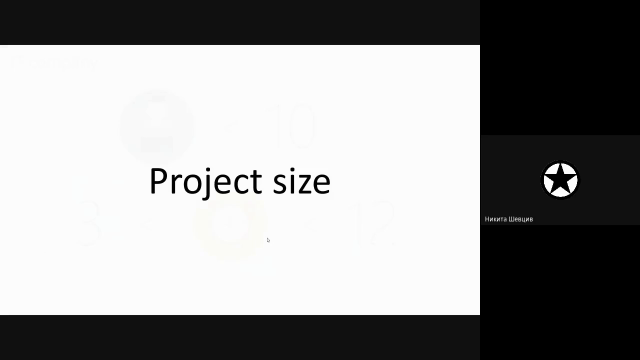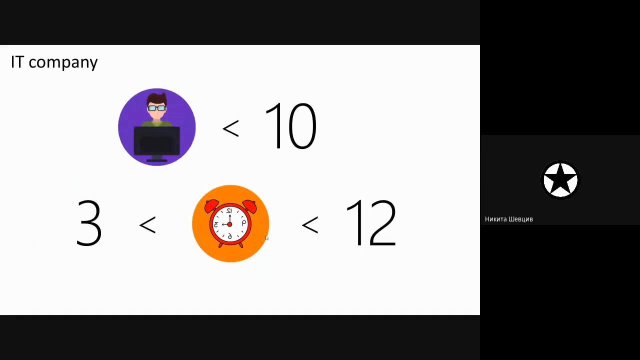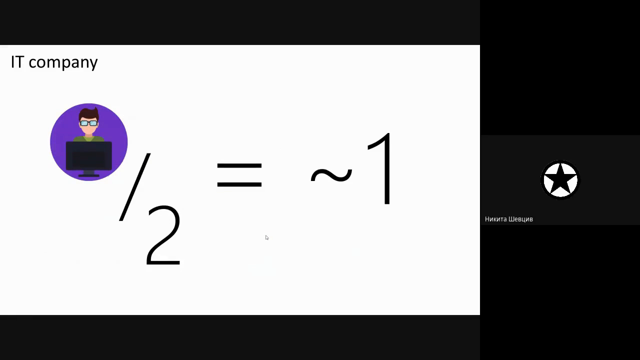Right. Let's imagine a company that develops projects lasting from 3 to 12 months and has fewer than 10 workers. The number of application developers can be reduced by half. Most often, it will be only one person. On the side of the customer, it will be more comfortable to communicate with only one person than to explain to two developers how one screen should work.